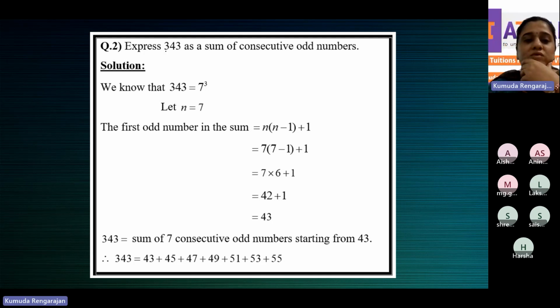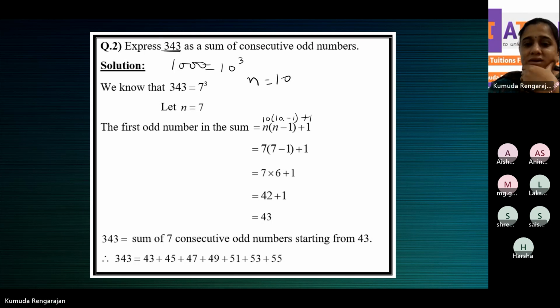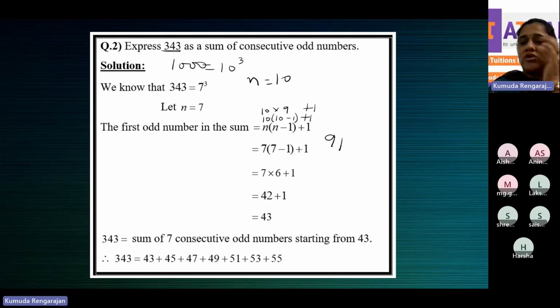If you have to express 1000, what will you do? What is 1000? 10 cubed. Then n is 10. So it will be 10 into 10 minus 1, plus 1. 10 into 9 is 90, plus 1 is 91. So starting from 91, you should write 10 odd numbers.